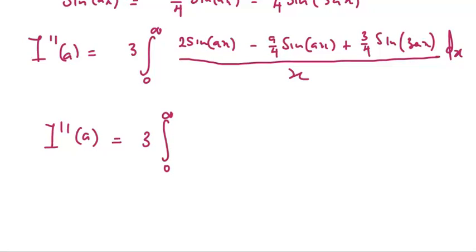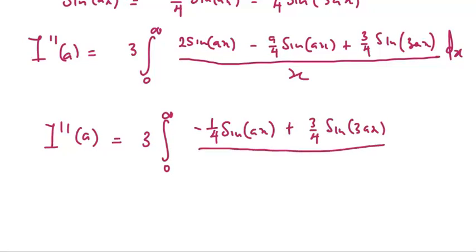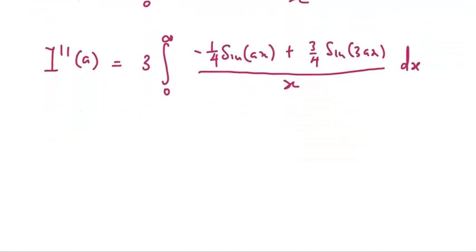Is that correct? Yeah. So negative 1 by 4 sine of ax right over here, then plus 3 by 4 sine of 3ax, then divided by x. And then we have our dx. So we can split the integral now.